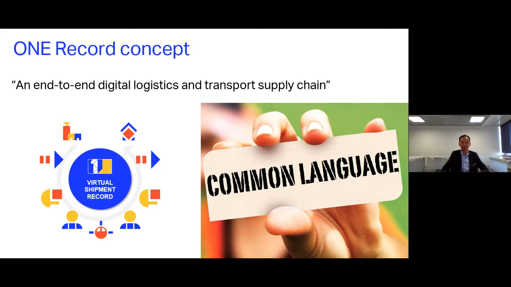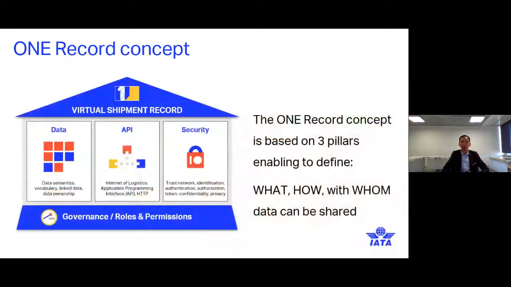When we look at the One Record concept, we introduced the three pillars, which are around the data, APIs, and security. Today, our focus will be on the data, which is going to be the central pillar to make sure that we can have this common language.